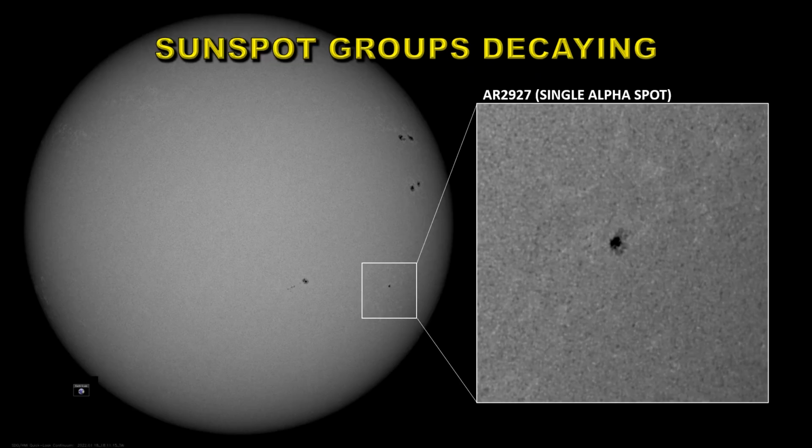So let's take a look at the sunspot regions individually. We have active region 2927 down here in the southwest quadrant. It's a single alpha spot and it seems to have been decaying over the last few days.